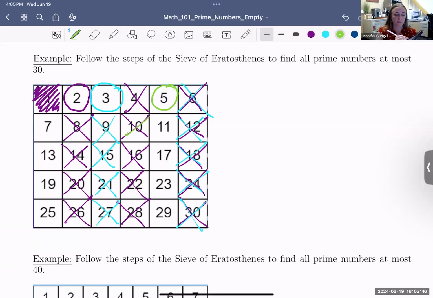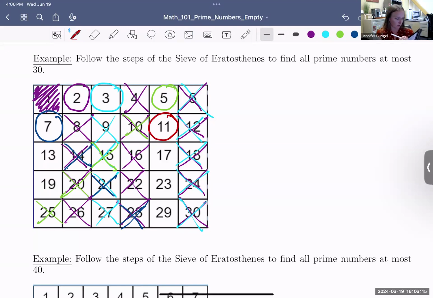Multiples of 5. 5 times 2, 5 times 3, 5 times 4, 5 times 5. I'll run out of color soon. 7 is the next one. 7 times 2, 7 times 3, 7 times 4. You'll notice as we get to larger primes, we're going to have fewer multiples depending on what number we're going up to. So we're going on to 11 next.